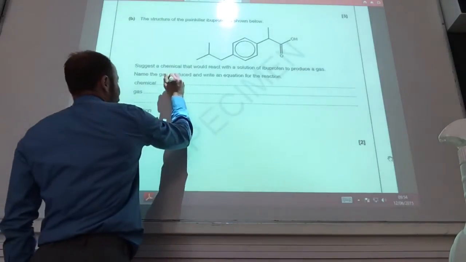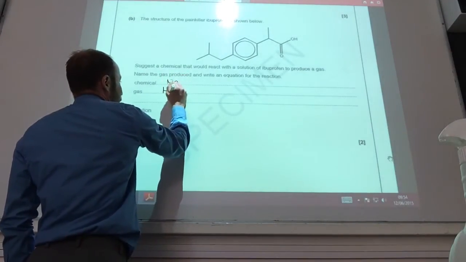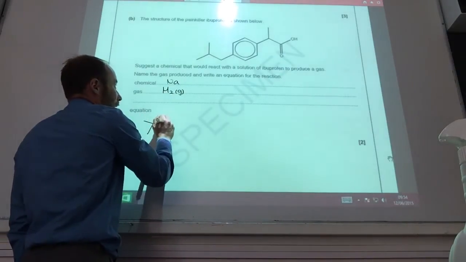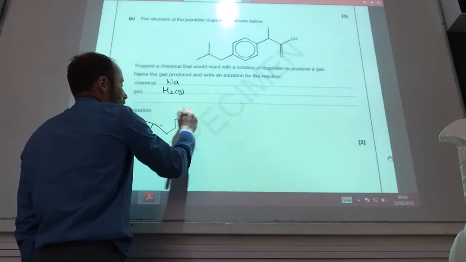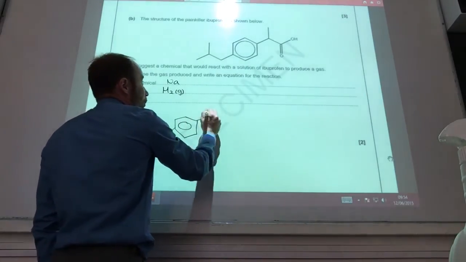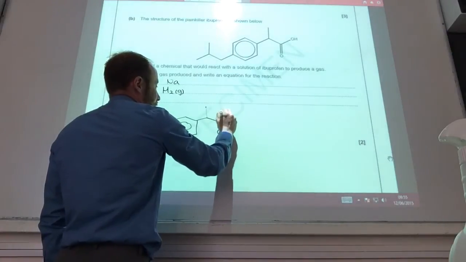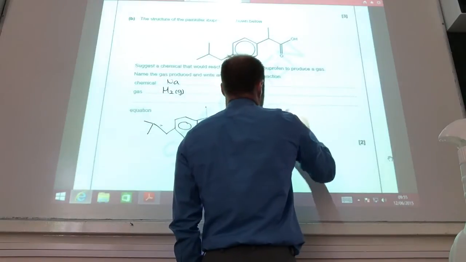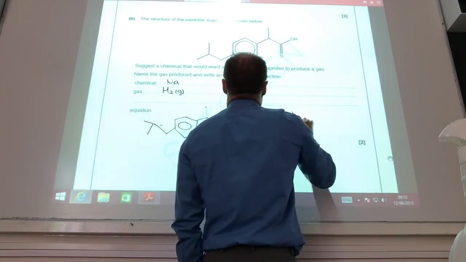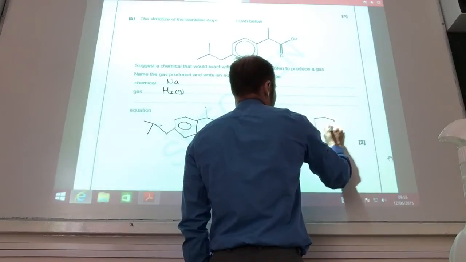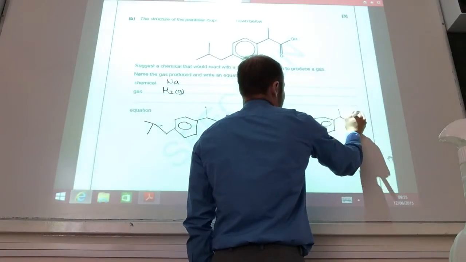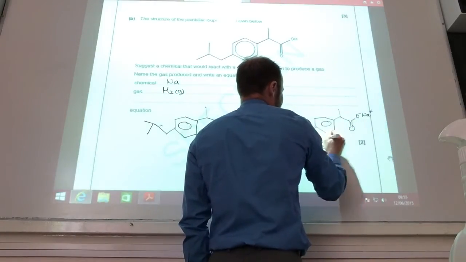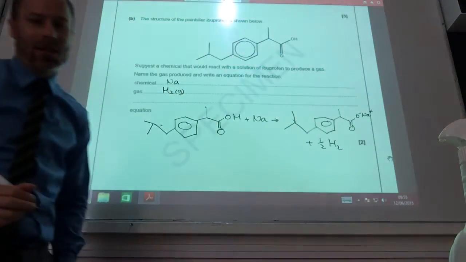So if you added sodium, for example, you would produce H2 gas, and the equation would be, if I draw this out like so, plus Na would give me the sodium salt, and then I also make plus a half H2 gas, like so.